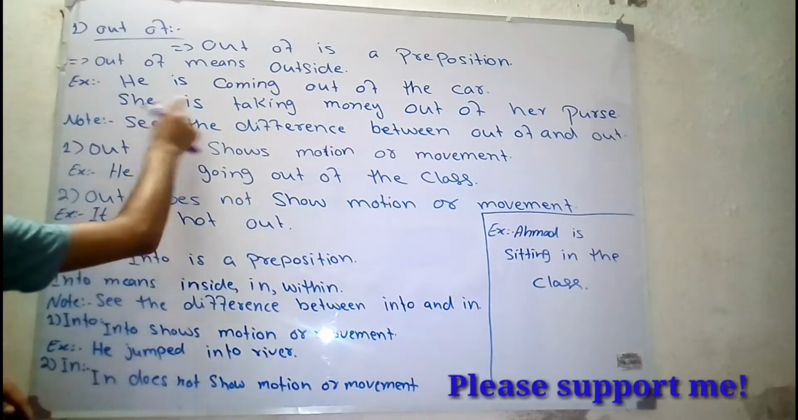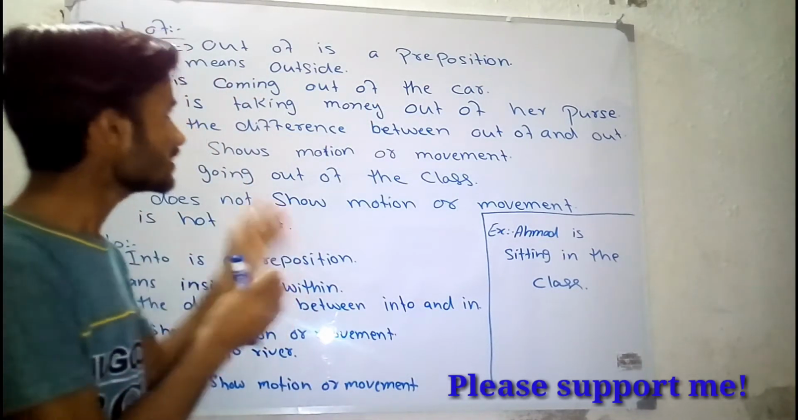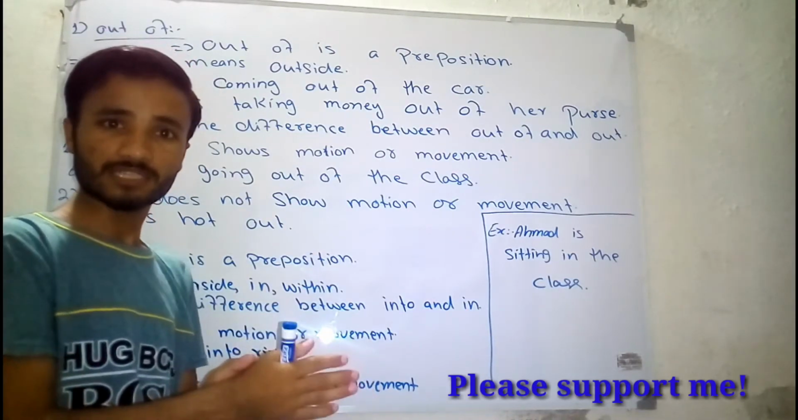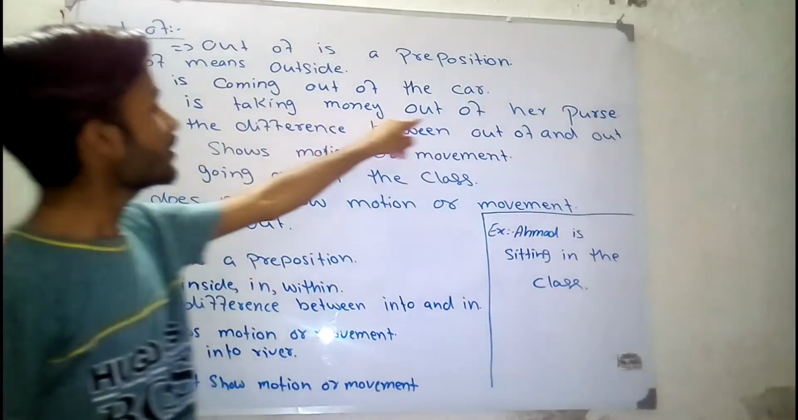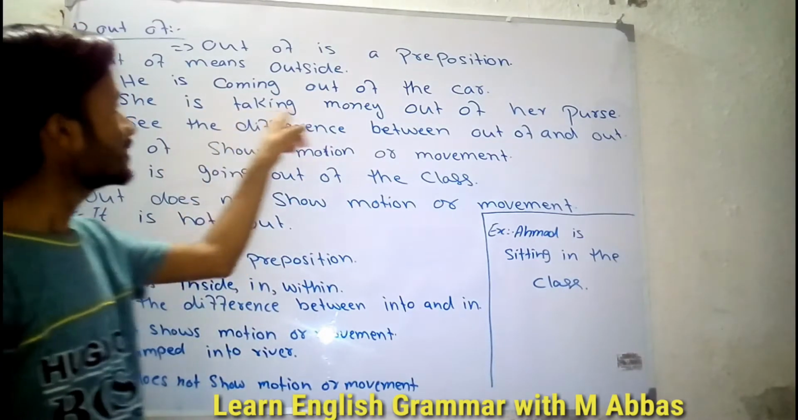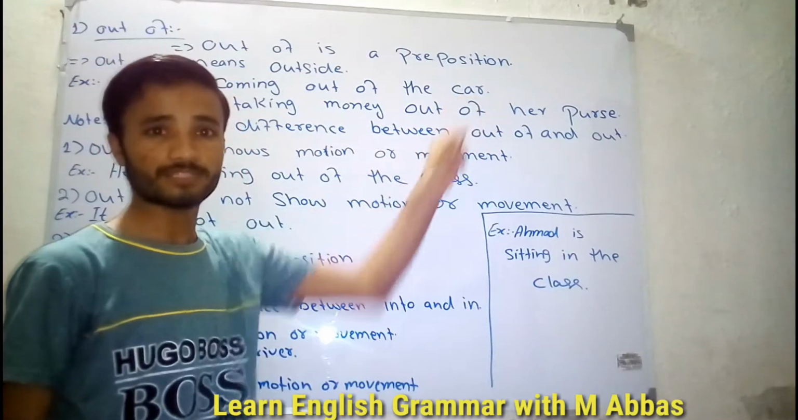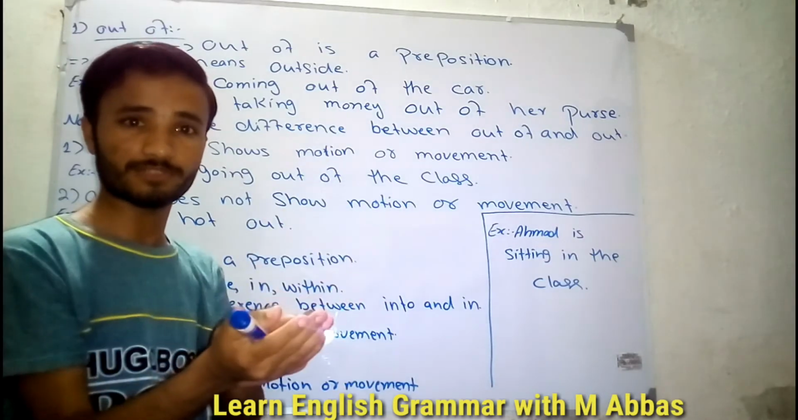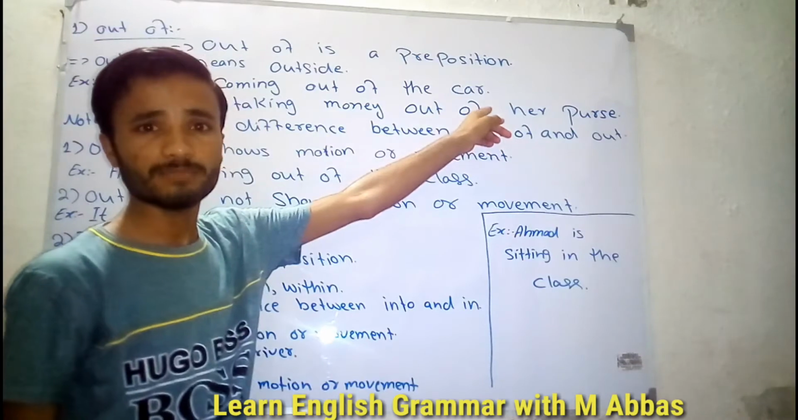See the example. He is coming out of the car. So what does this example mean? This example means that he is coming outside of the car. Is this clear? See the second example. She is taking money out of her purse. Now what does this example mean? This example means that she is taking money outside of her purse. So the money which she is taking out of her purse is inside the purse, but she wants to take that money out of her purse.